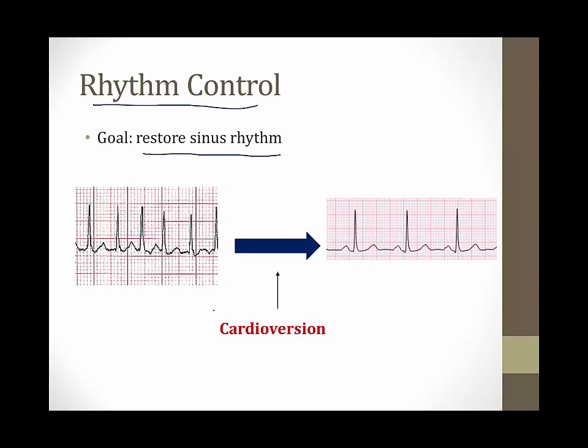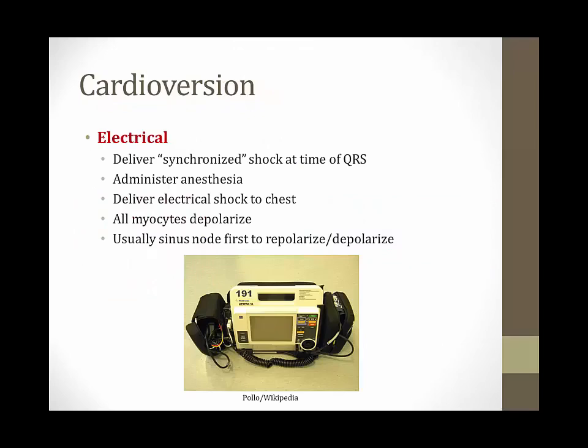This involves doing a procedure called a cardioversion, which will convert the atrial fibrillation shown on the left side of the screen to a normal sinus rhythm shown on the right side of the screen. The way cardioversion is often performed is via a procedure called an electrical cardioversion. This procedure involves use of a machine called a defibrillator. There's an example of one shown on the screen here. We use the defibrillator to deliver a synchronized shock at the time of one of the QRS complexes. The shock needs to be synchronized because if it is not, it can potentially occur on a T wave, and this can lead to ventricular fibrillation.